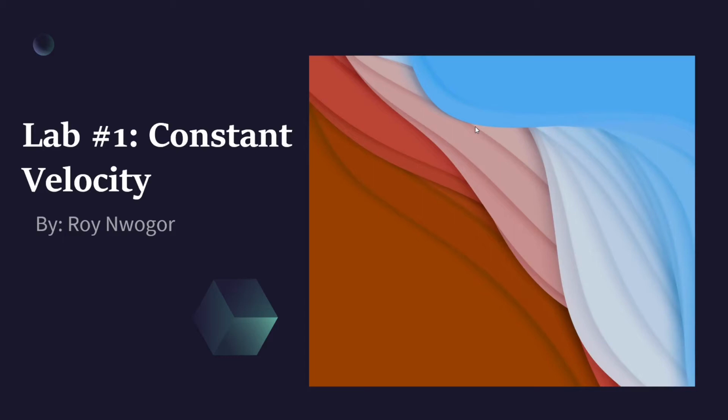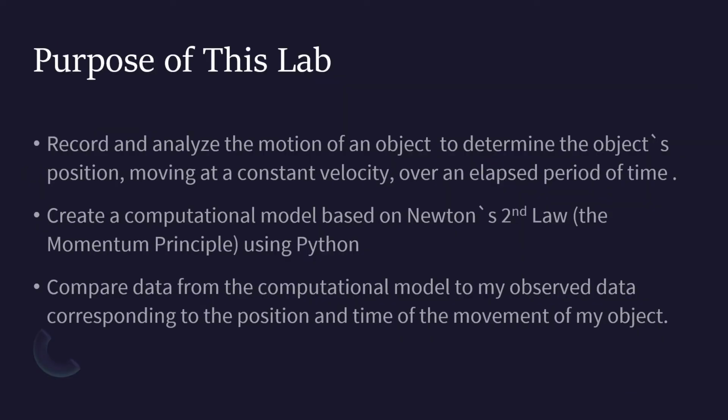The topic of this lab report is constant velocity. Constant velocity means an object in motion is moving in a straight line at a constant speed over a given time period. The main purpose of this lab is to record and analyze the motion of an object to determine the object's position moving at a constant velocity over a given period of time.